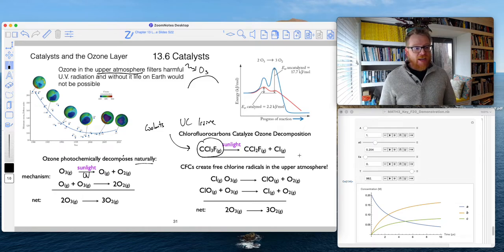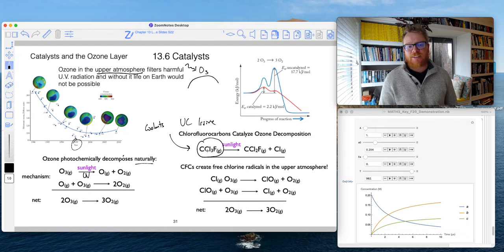But since 1995, they were outlawed. They were banned across the world because it was discovered that they're causing this hole in the ozone layer. And this discovery of this chemistry led to worldwide environmental litigation and legislation that started regulating these CFCs. So how does this mechanism work?